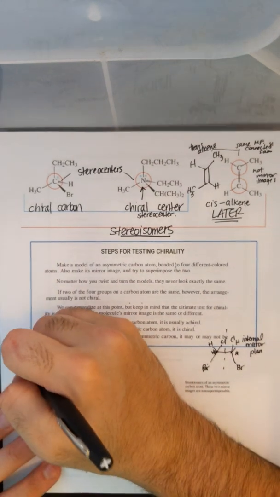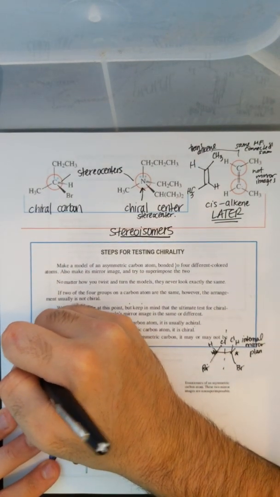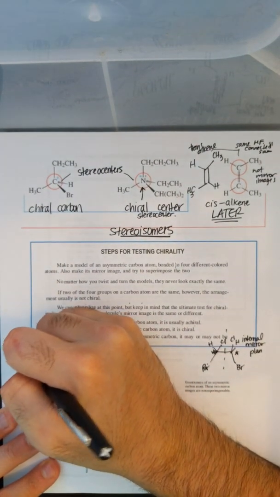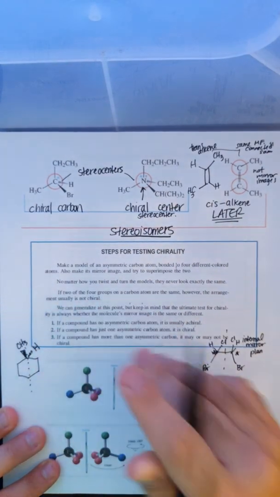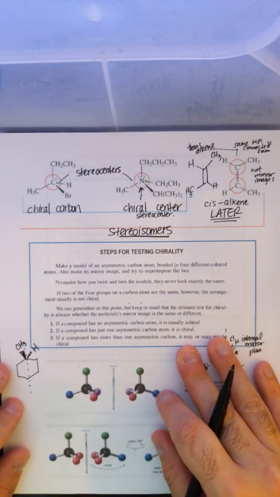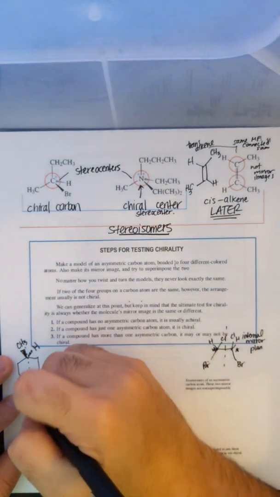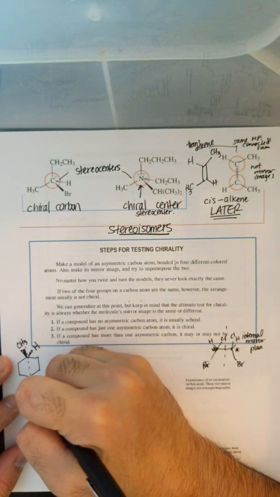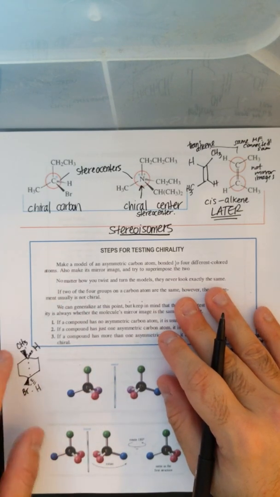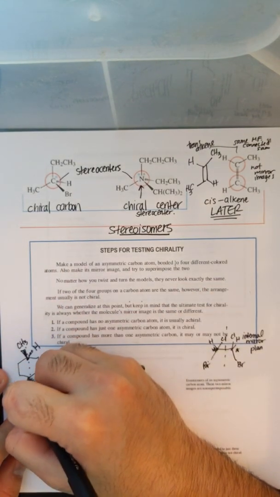But if I threw a methyl group on here, and I know that there's going to be a hydrogen at the bottom, now, and let's say I had to draw a bromine down here, now there's no internal mirror plane. There's no internal mirror plane, and these two are going to end up being chiral.